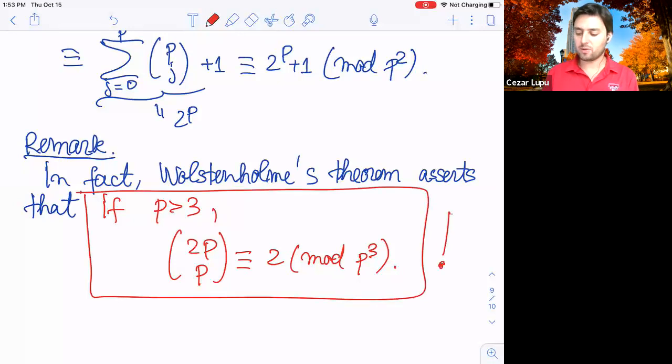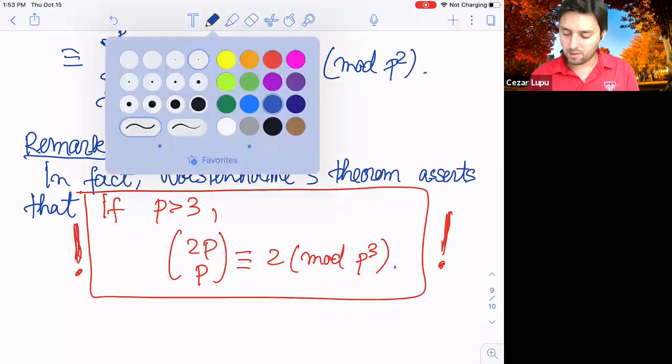Anyway, there are some other congruences as well, but I don't want to mention them. And I think I'm going to stop here.